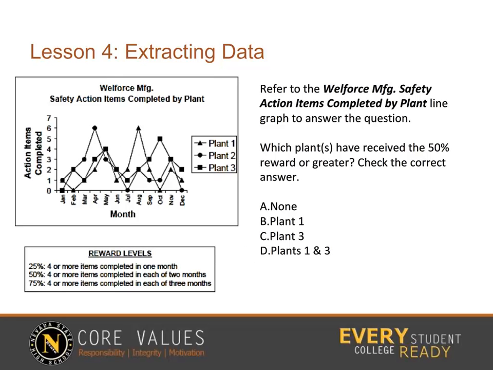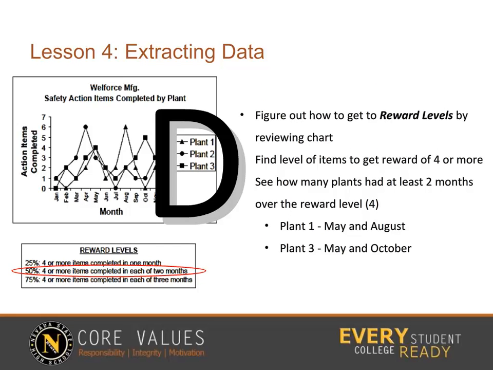Here's our first question. Take a moment to read it and then answer it using the strategies we just discussed. Remember again, read the question carefully and make sure you understand the information you're looking for. When you think you have the correct answer, click to the next slide. This question is asking for the plants that have received the 50% reward or greater. Let's see how you did.